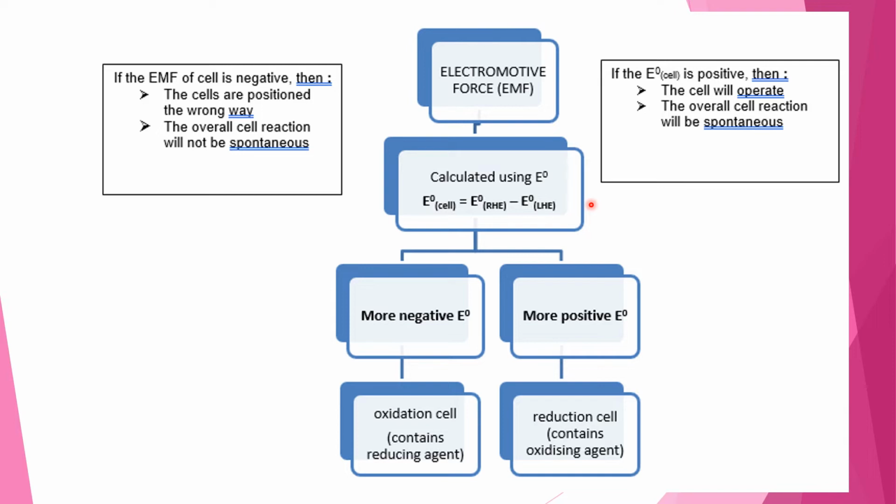If the electrode potential value is more negative, it simply means that the cell contains a reducing agent. If the cell contains a reducing agent, that cell will be the oxidation cell. If the electrode potential value of a particular half cell is more positive, it means it contains an oxidizing agent. That means that is a reduction cell. So this is the part we have to remember in order for us to solve the problem of calculating the EMF.